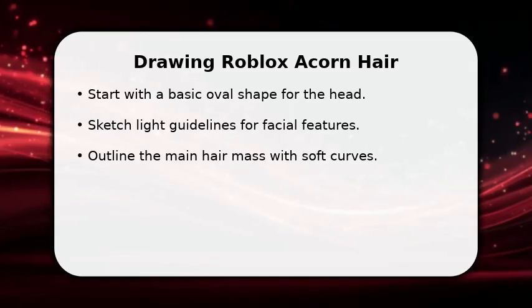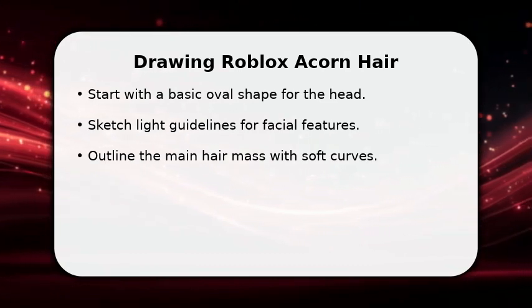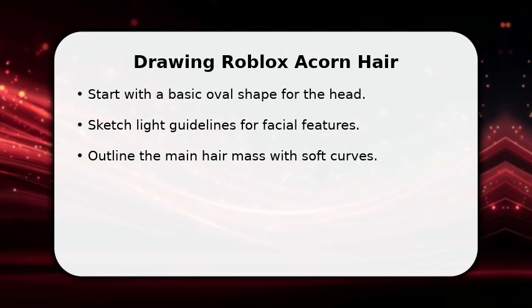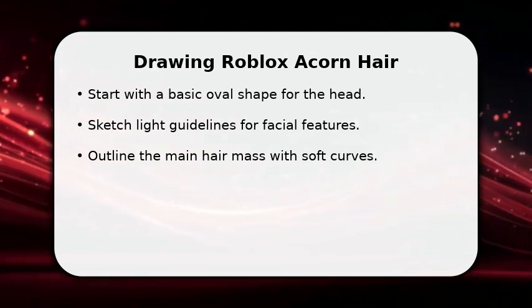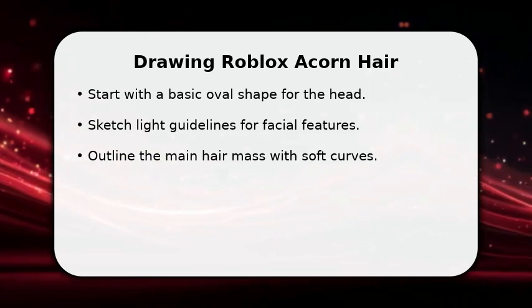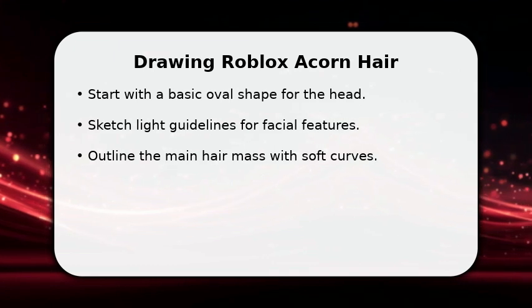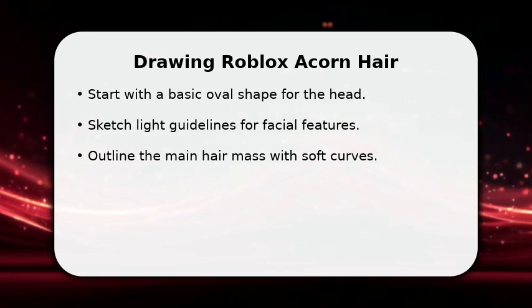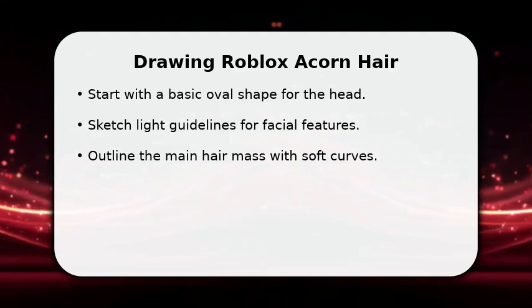In this video, I will show how to draw Roblox Acorn hair. Begin by lightly sketching an oval for the head, then add a cross for facial guidelines. Next, draw the general shape of the acorn hair, focusing on its rounded top and slightly pointed bottom. Don't press too hard, as these are just initial guides. This first step sets the foundation for all the details we'll add later, ensuring good proportions. Keep your lines loose and flowing.